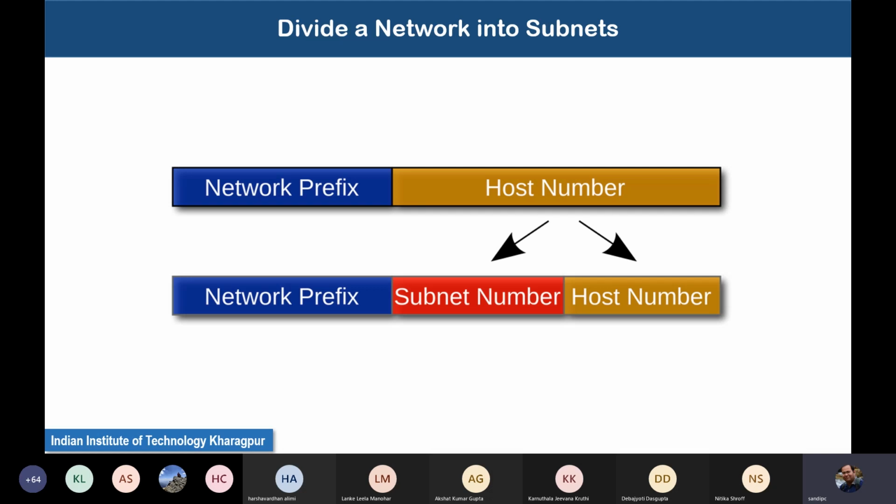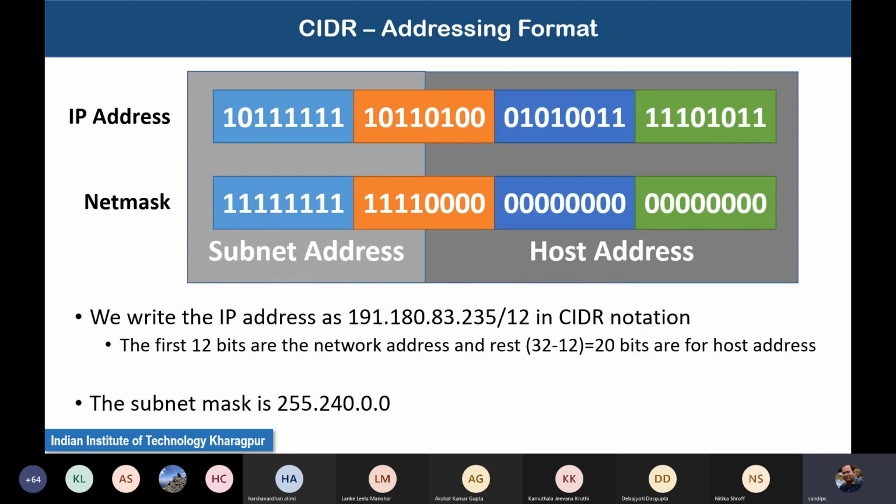So what we are doing here: earlier I had the network prefix and the host number. Now the host part I am dividing into two parts. One is the subnet number, and the other is the final number of hosts within that subnet. Now my network IP is combining this network prefix along with the subnet number. And this subnet number is decided dynamically. So here is an example.